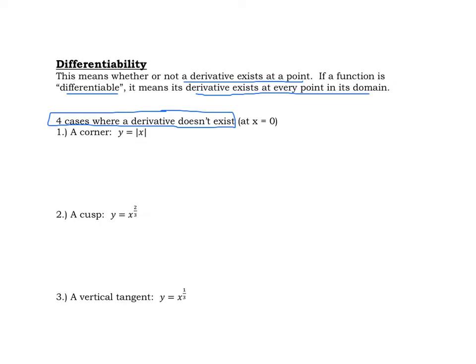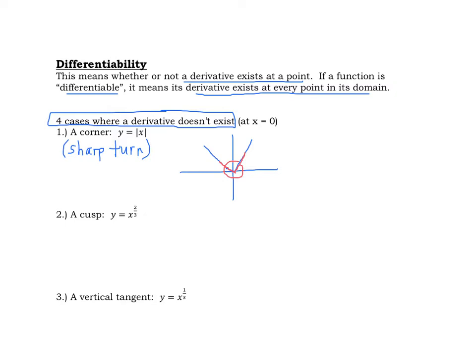First example is a corner, which we sometimes refer to as a sharp turn. So if we have a sharp turn, like we see with the absolute value of x function right here at the origin, the derivative does not exist. The reason it doesn't exist is because if you were to look at the one-sided derivatives, on the left side here you have a negative derivative, on the right side you have a positive. So as you get closer and closer to 0, they do not match up. Because you have that sharp turn, the derivative doesn't exist.